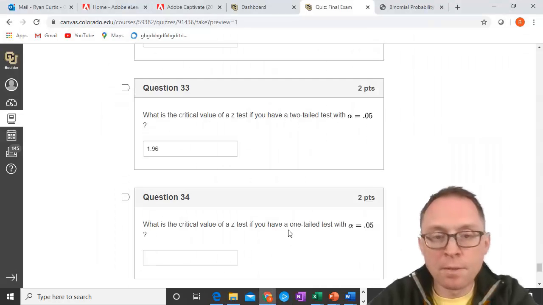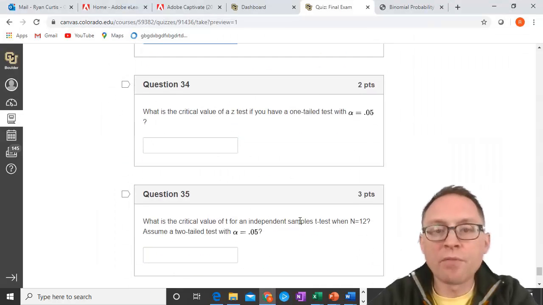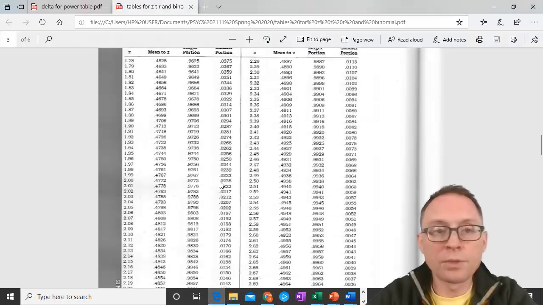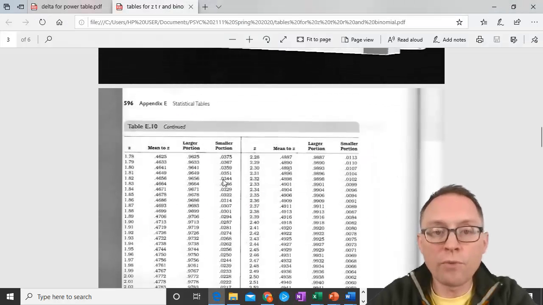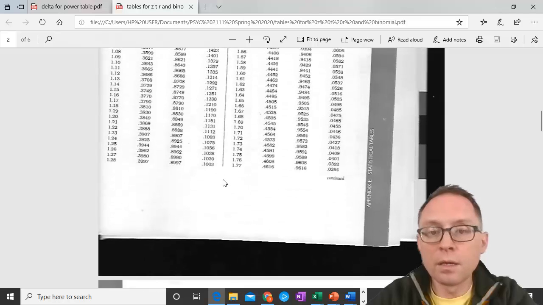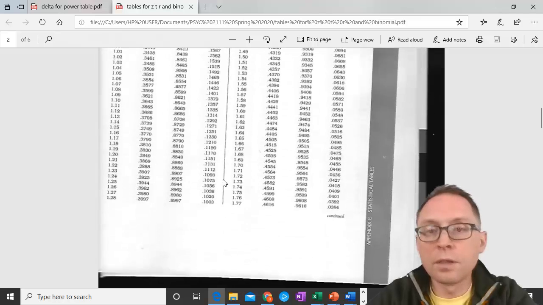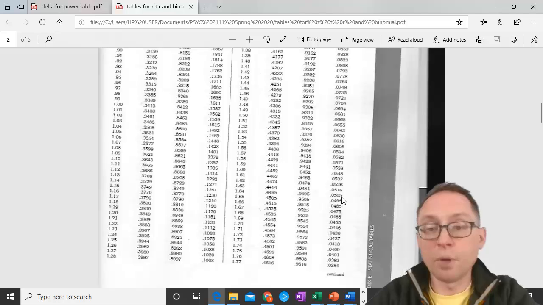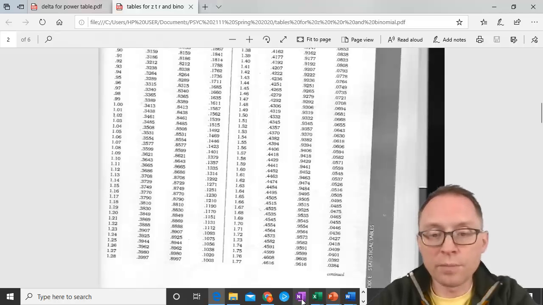Okay. What is the critical value of a z-test if you have a 1-tailed test with alpha equals 0.05? All right, so now we do the same thing, only with a 1-tailed test. Same thing. And that is going to be, we're looking for 0.05 in the 1-tailed. And here it is, right here. It's between these two. Generally do the more conservative 1.64. It'll accept either one because it's going to let it round. 1.64 is going to be fine.